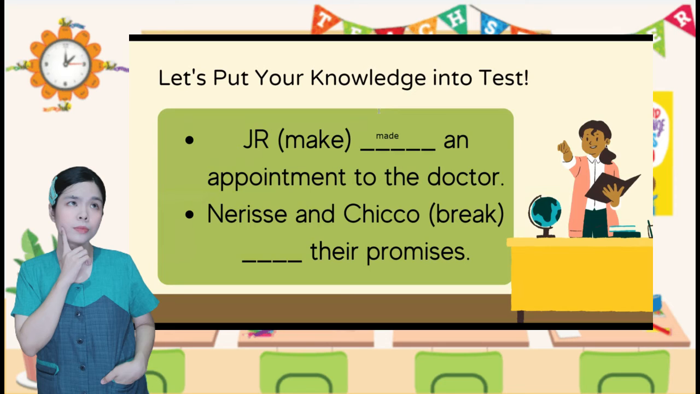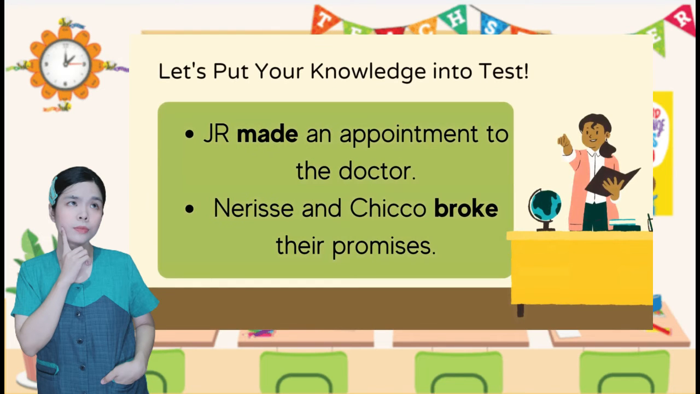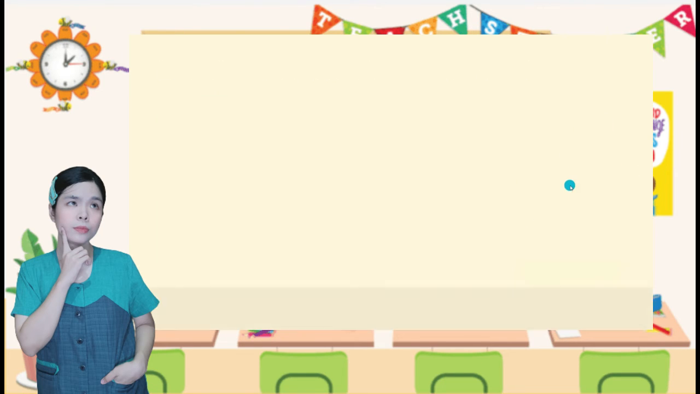Next one: Nerys and Chico blank their promises. The verb here is break. What is the past tense of break? Broke. Nerys and Chico broke their promises. Good job. Now let's see if you got the correct answer. JR made an appointment to the doctor. The past tense of make is made. Nerys and Chico broke their promises. The past tense of break is broke. Great job.